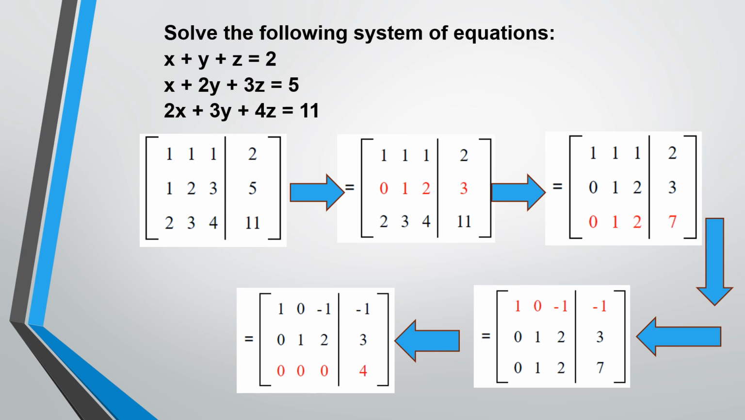From this matrix, x minus z is equal to minus 1, y plus 2z is equal to 3, 0 is equal to 4. That means there is no solution for the given system of equations.